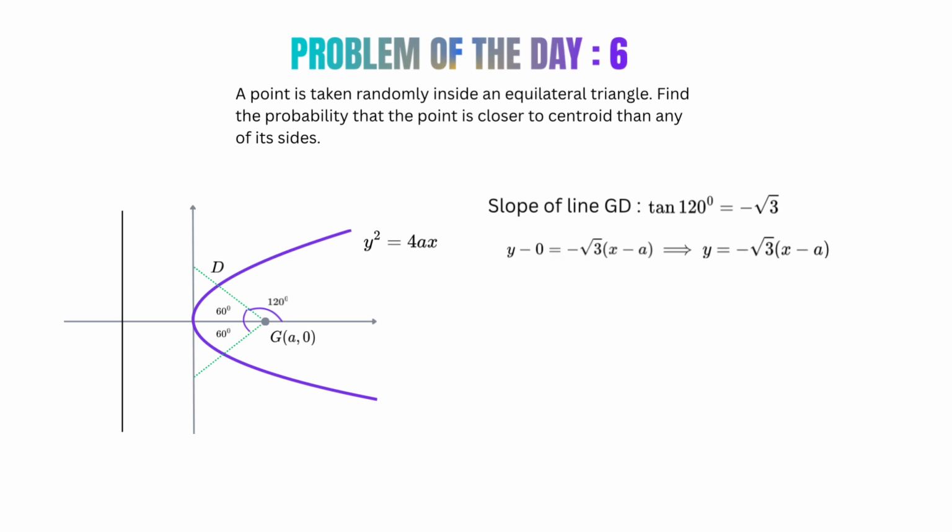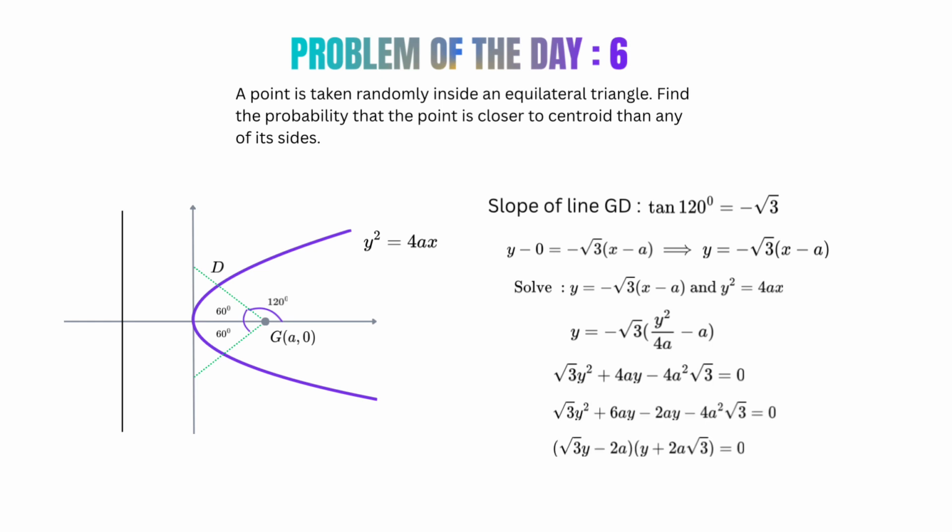Now, recall that the equation of our parabola is y squared equals 4ax. To find the point of intersection, point D, we solve these two equations together. Substitute the value of x from the parabola into the equation of the line. Solving further, the y-coordinate of point D is 2a divided by root 3.